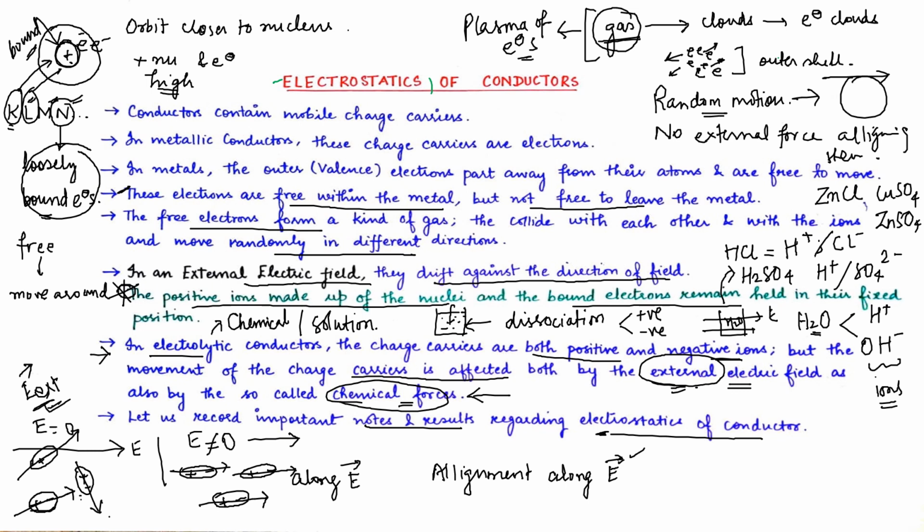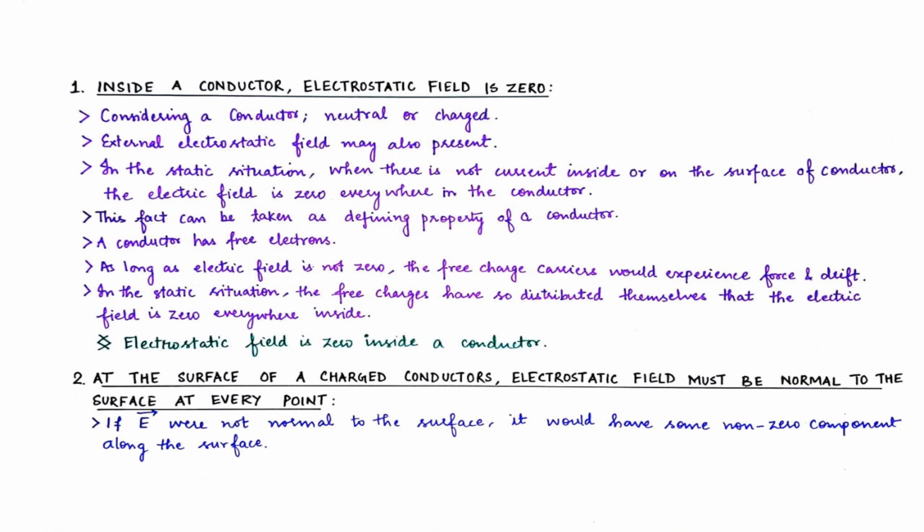So moving on to the electrostatics of conductors. The first property of the conductor is: inside a conductor, the electrostatic field is zero. So this is our conductor. In this, E tends to be 0. See, we considered a conductor neutral or charged. It can be neutral, it can be charged, it doesn't matter.